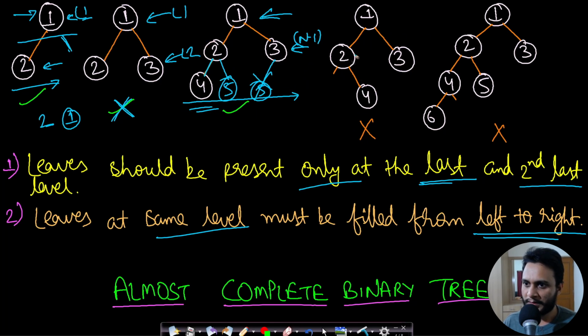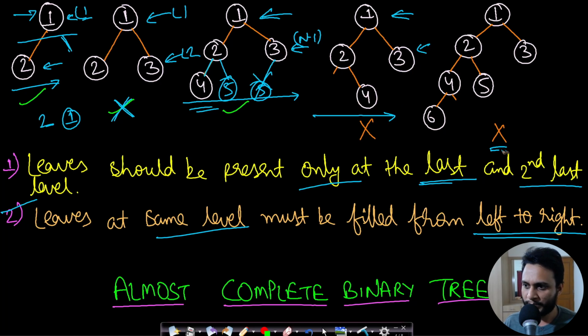Now in this example, in the fourth example, you will see that this is not an almost complete binary tree because first level is filled, second level is filled, all right. But in the last level, leaves should be filled from left to right. But here you will see that 2's right child is 4 but left child is not present. So this rule is not being followed, this second rule.